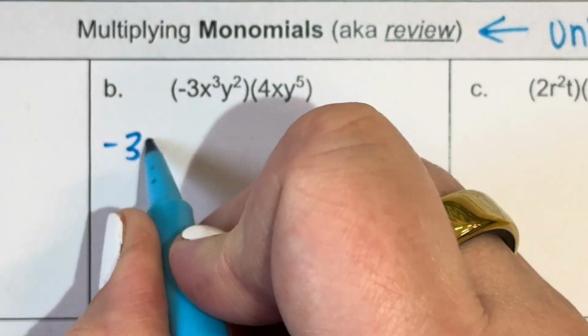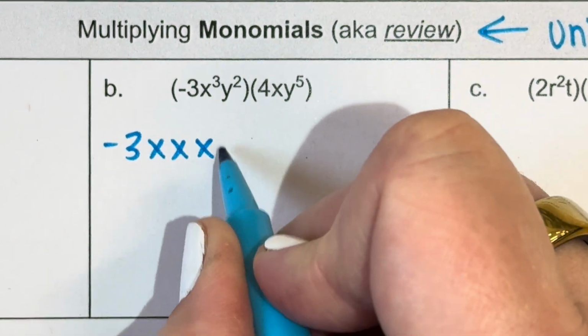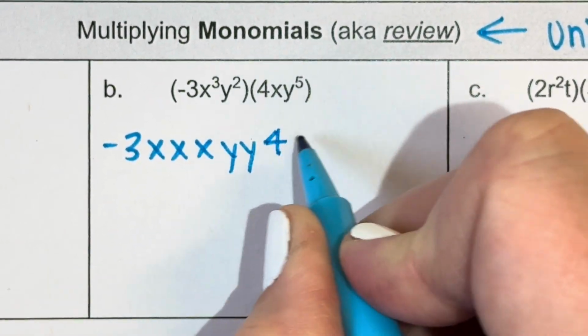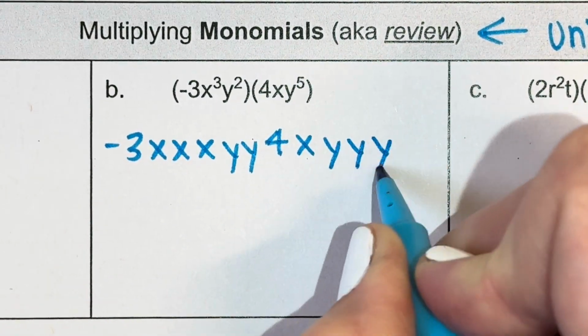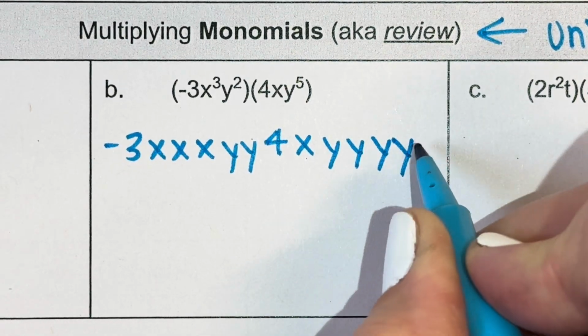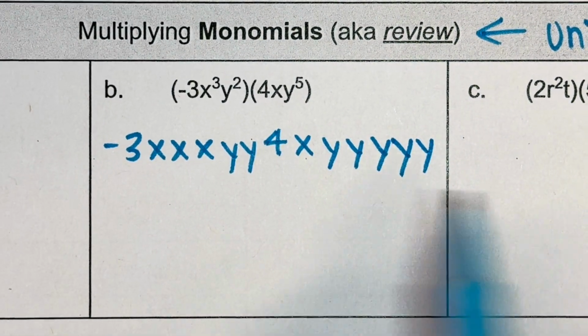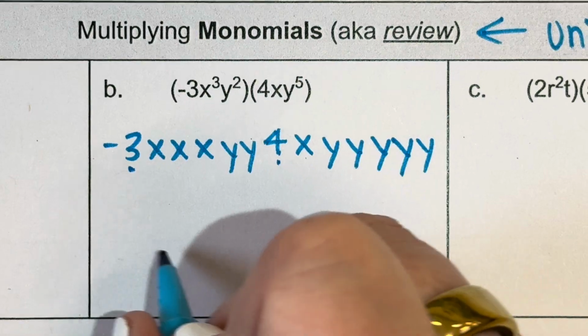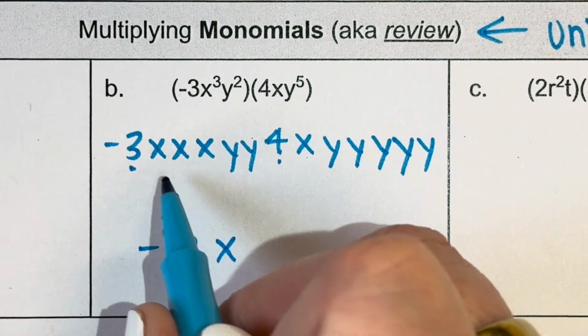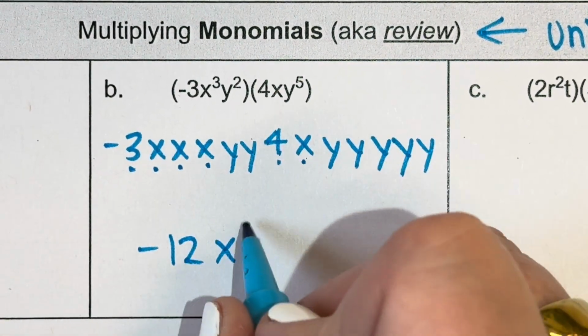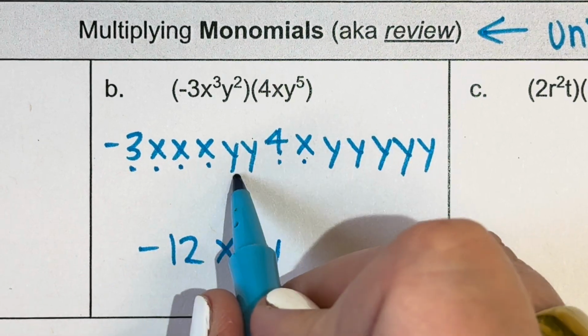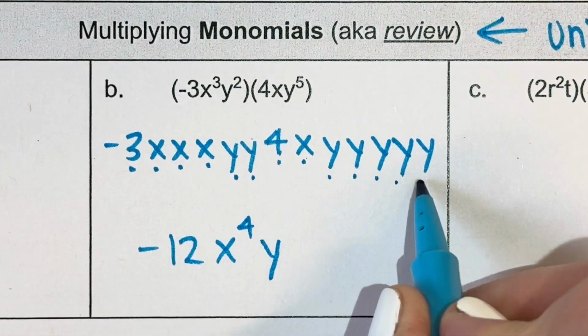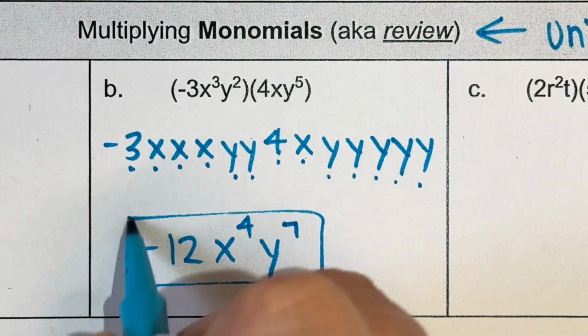We have negative 3 x y y times 4 times x times y y y y y y. I don't know, 5 y's. Negative 3 times 4 is negative 12. There are 1, 2, 3, 4 of the x's and 1, 2, 3, 4, 5, 6, 7 of the y's.